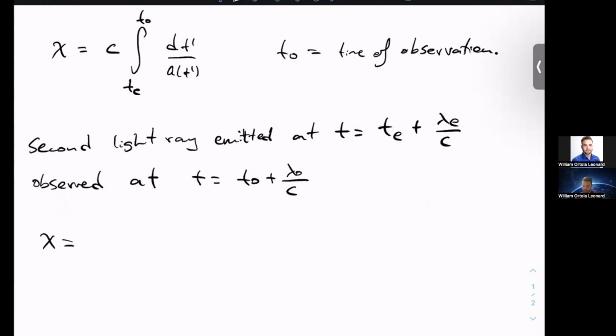Which is going to be C times the integral from TE plus lambda E over C to T naught plus lambda naught over C. And then the integrand, same thing, okay? But you have to remember that this conformal distance is going to be the same, because the path that the first light ray and the second light ray have to travel is going to be the same, okay?